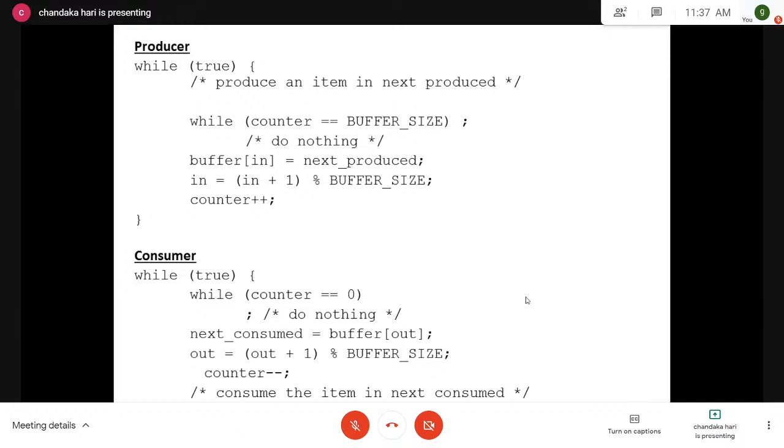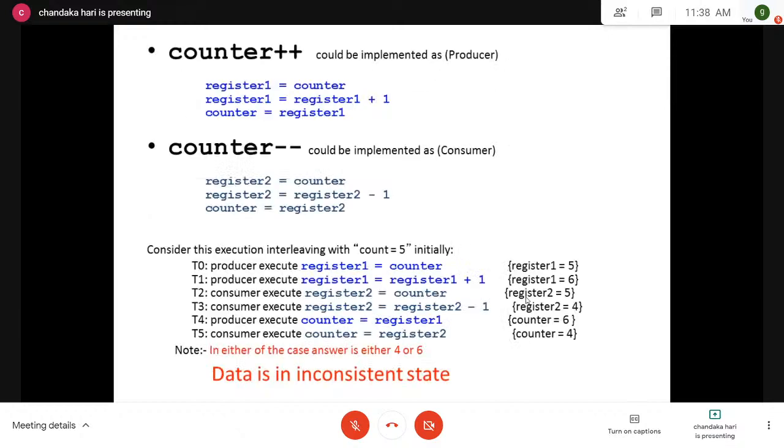Now observe: the producer is incrementing the counter value and the consumer is decrementing it. Producer process and consumer process are both sharing a common variable called counter. Now we will see how we enter an inconsistent state. Let us take an example: counter equals counter plus 1, that is counter plus plus. Everyone already knows that, you are all familiar with compiler design.